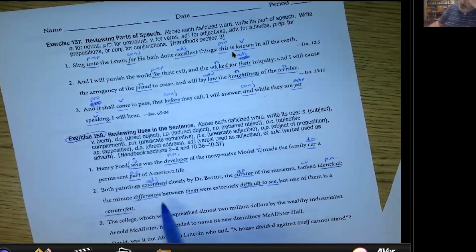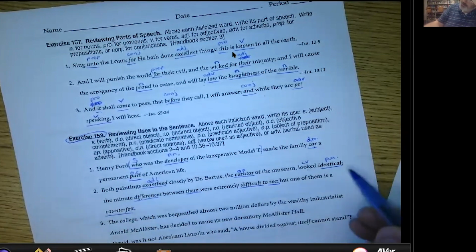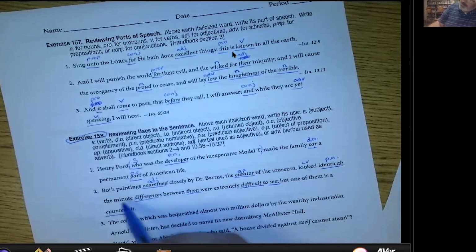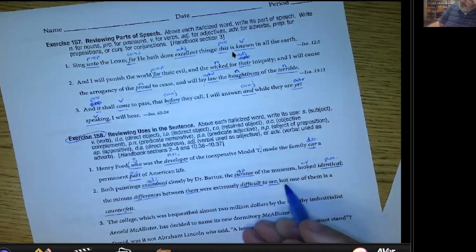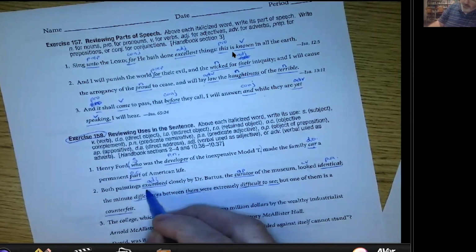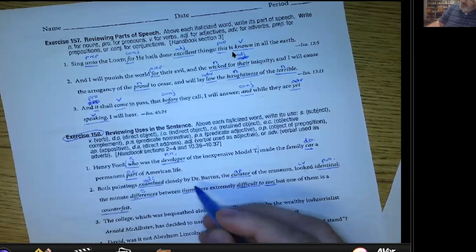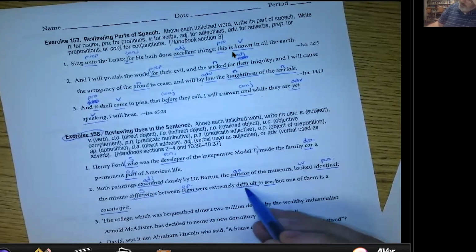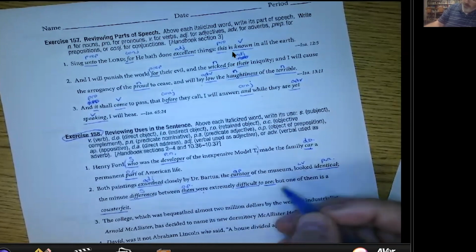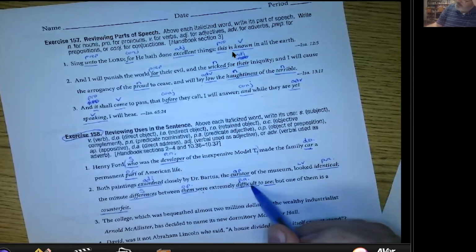Okay? The minute differences between them were extremely difficult to see. So we're in a new clause. See the semicolon, that means this is an independent clause. The minute differences between them were difficult to see. So were is the verb, differences is the subject. Between them, this is a prepositional phrase, so that makes them object of preposition. Were is the verb, extremely difficult. They were difficult. That's a predicate adjective again, right? Because difficult is not a noun.